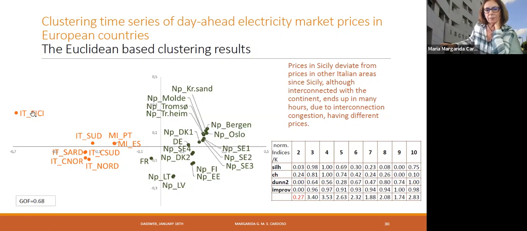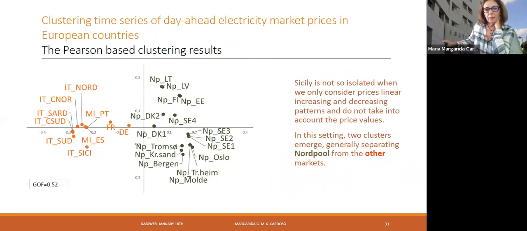In this MDS map, we can see that Sicily clearly stays in this cluster, but despite that, it is not as homogeneous, of course, as this group here. So it ends up not being connected to the mainland of Italy all the time. So due to interconnection congestion, different prices may arise. That difference between Sicily and the other Italian regions is not apparent in these clustering results that were derived on the distance based on Pearson correlation.